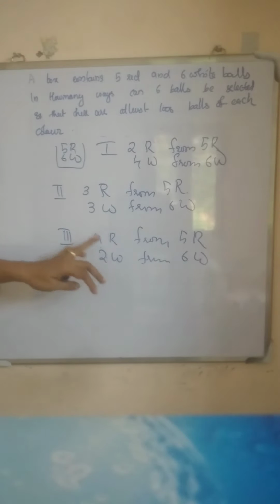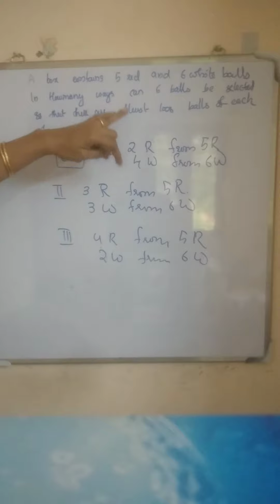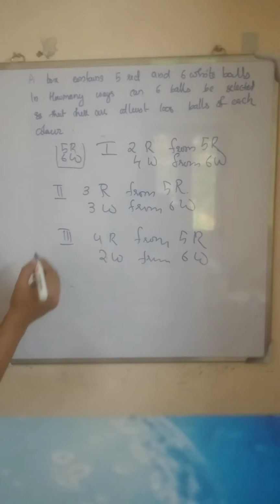Again, if you choose 5 red balls, there is only 1 white ball. That is not possible, because the 6 balls must be selected so that there are at least 2 balls of each color. Therefore, the total number of ways is here.